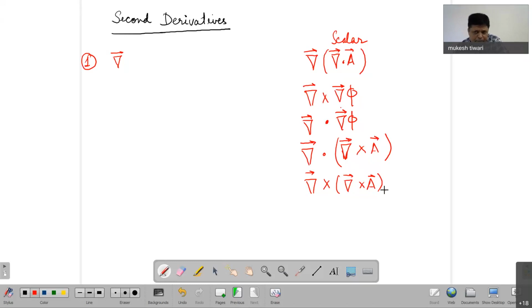Also, while I'm at it, think about the operations that are not going to be possible. For example, if I asked you to take the gradient of a curl, you immediately know that the curl is going to give you a vector, and then the gradient of a vector has no meaning. So this kind of operation is not going to be possible in any way. I hope you understand where all these are going.